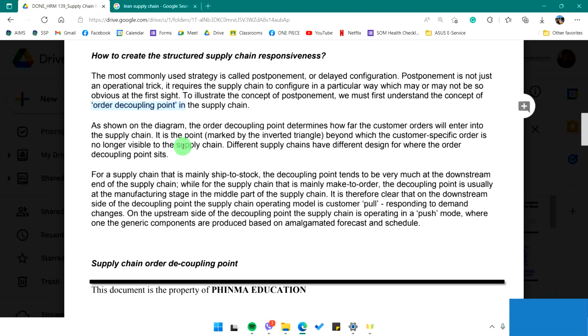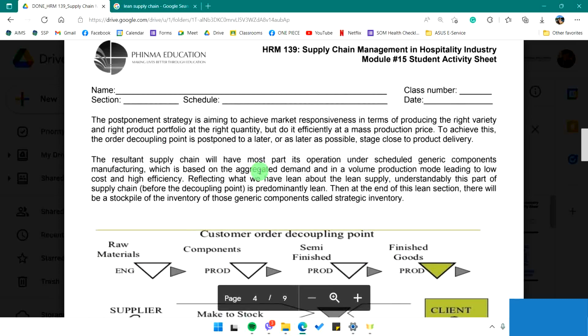Kasi at the end of the day, we are talking about supply chain management. We are talking about the process of the production and delivery and distribution of a specific product from the first end up to our end customers, which is us, di ba, mga customers. So hanggang saan nga ba nalalaman sa supply chain yung order ng ating mga customers? Yun po ang order decoupling point.